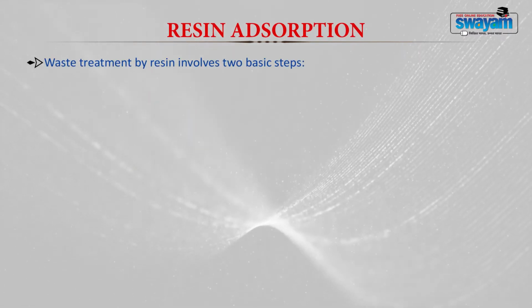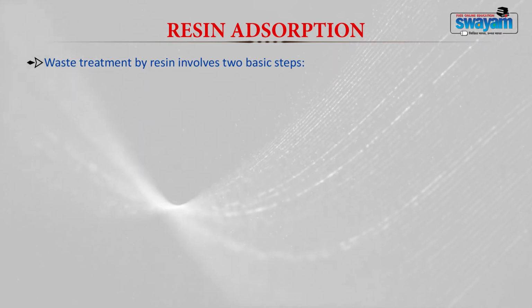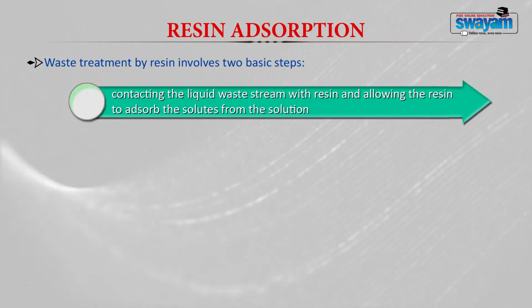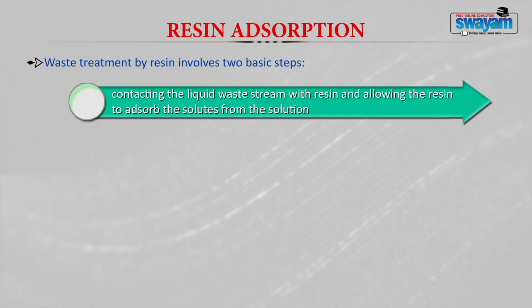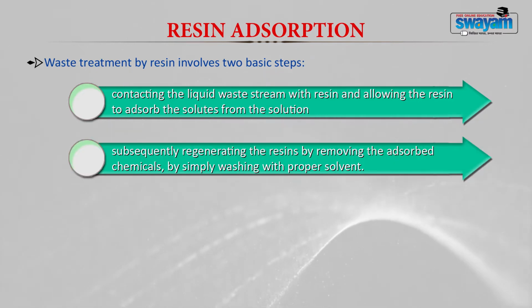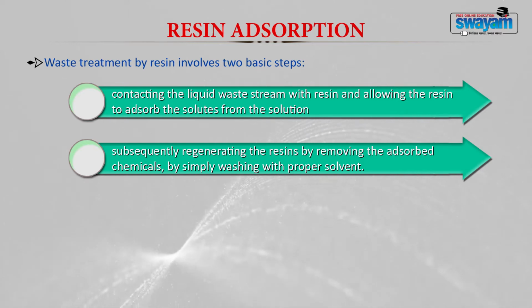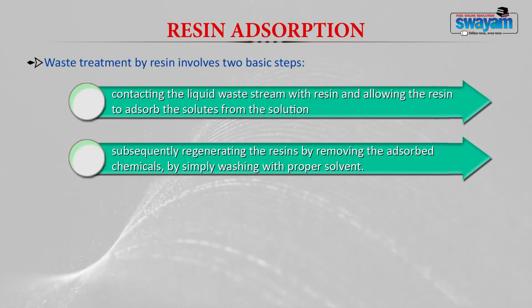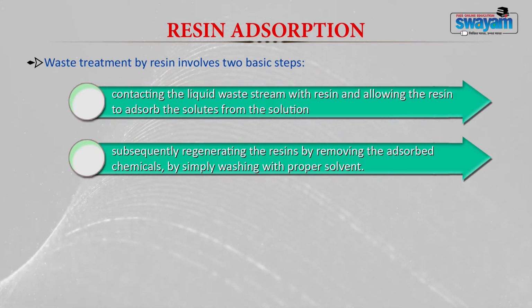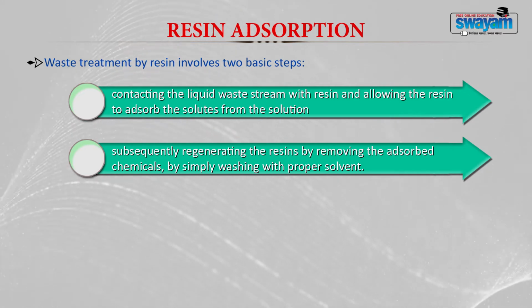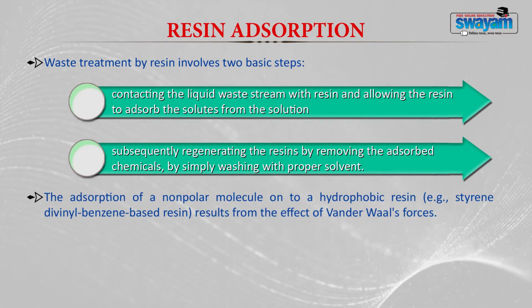The second type of physical treatment method is resin adsorption. Waste treatment by resin involves two basic steps. One, contacting the liquid waste stream with the resin and allowing adsorption from the solution. The second is to subsequently regenerate the resin. Just like activated carbon, the resin is regenerated by removing the adsorbed chemicals, either by simple washing with a proper solvent or by certain other treatments.